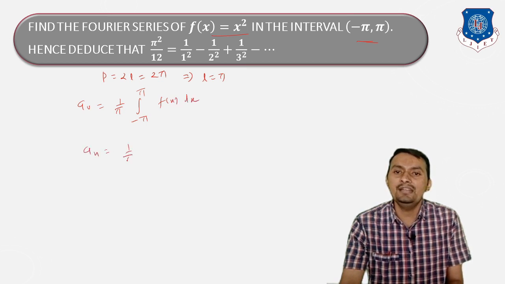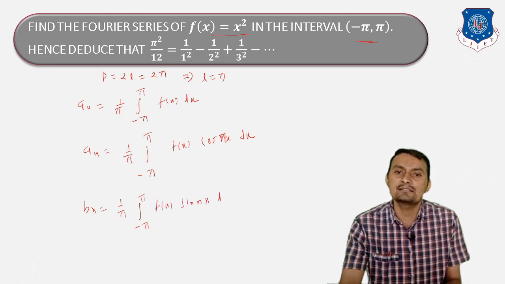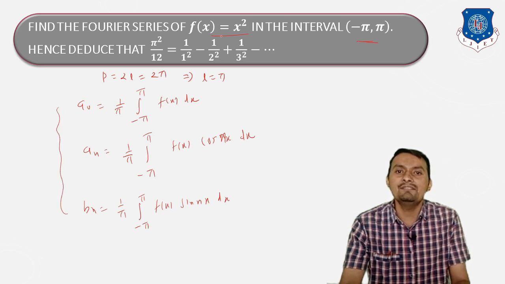What about an? It is 1 divided by pi, integral from minus pi to plus pi of f x into cos n pi x divided by L, but L is equal to pi, so the pi will be cancelled out and we get cos nx dx. Similarly bn will be 1 divided by pi, integral from minus pi to plus pi of f x into sin nx dx. So these are what we have to determine, the Fourier coefficients.